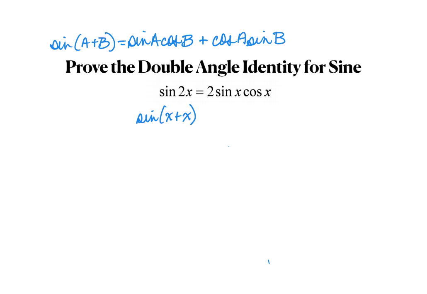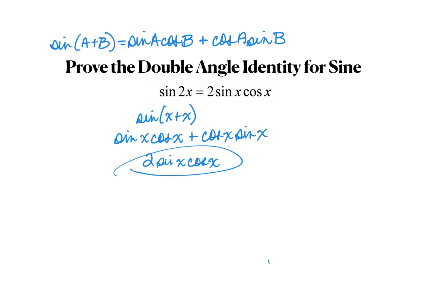Now I'm going to substitute into sine of x plus x. X is A and x is also B. So this becomes sine of x cosine of x plus cosine of x sine of x. Now I have like terms. This is 2 sine of x cosine of x, and we get the desired result.